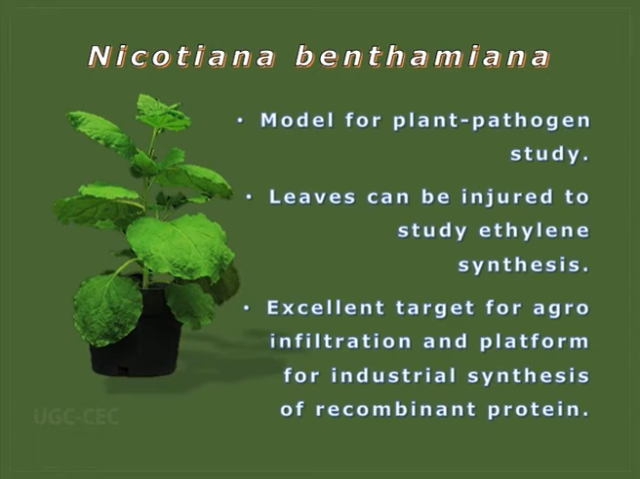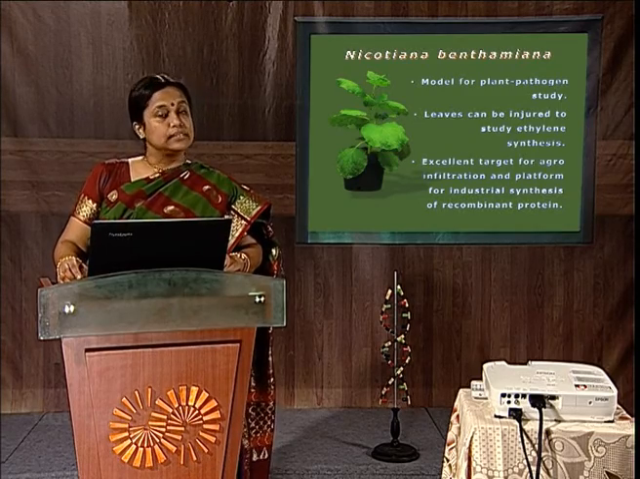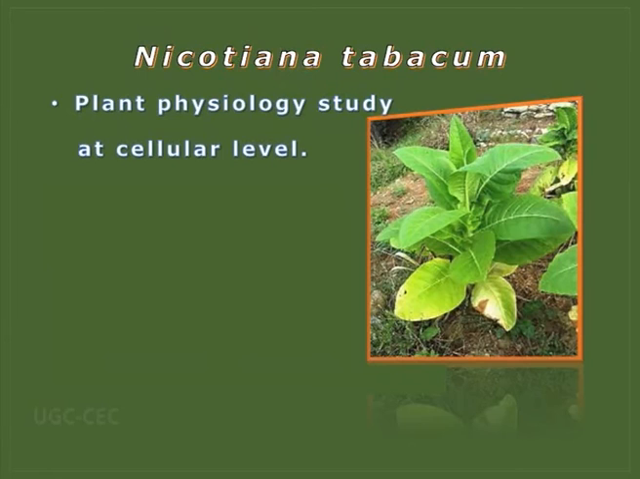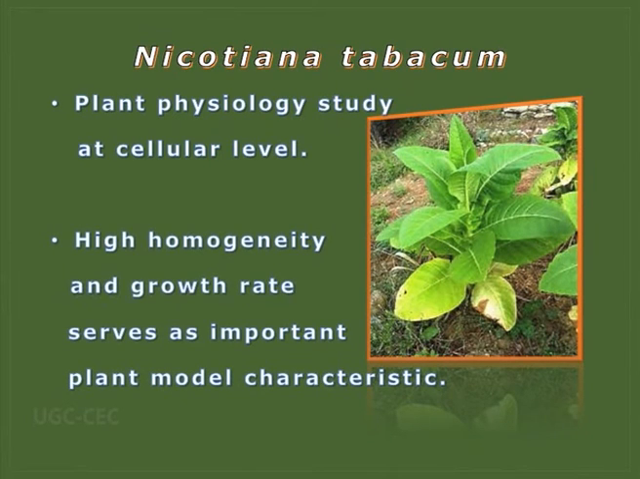It is an excellent target for agroinfiltration and a platform for industrial synthesis of recombinant proteins, because there are many proteins which can be overexpressed only inside the plant system, and under such circumstances we depend on a plant wherein overexpression is very facilitated. And in this community we have another member called Nicotiana tabacum, which helps us to understand plant physiological study at the cellular level. It has high homogeneity and growth rate, which serve as important plant model characteristics.